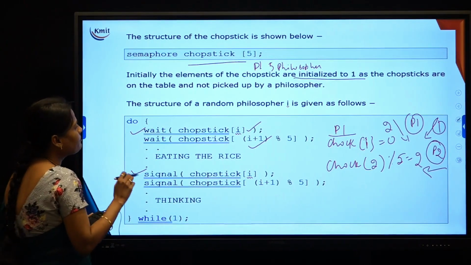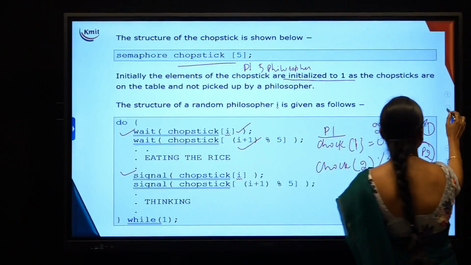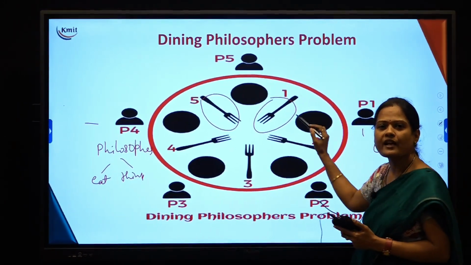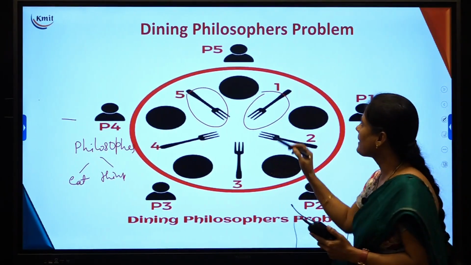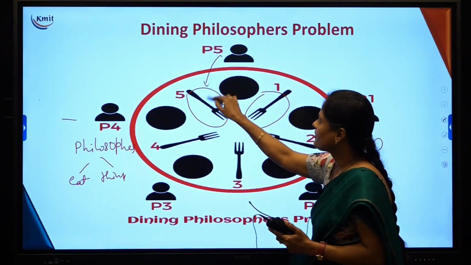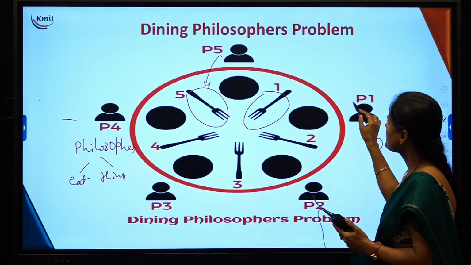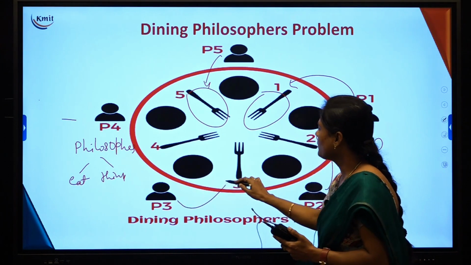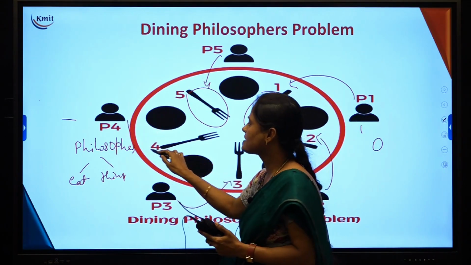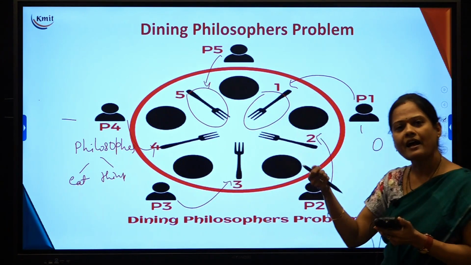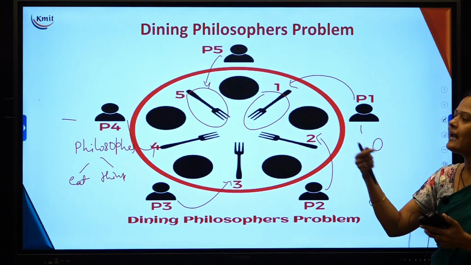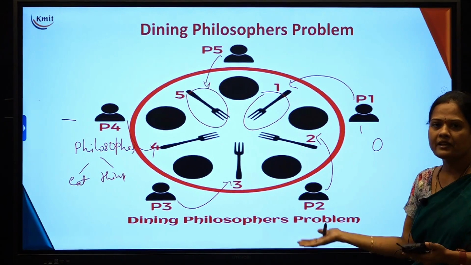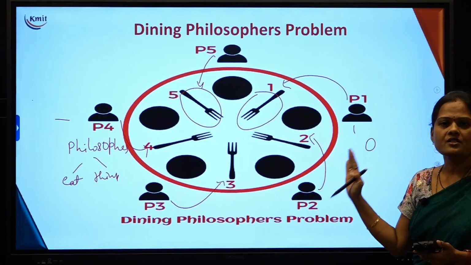But the main problem in this particular thing is the dining philosophers problem. If all the philosophers are hungry at the same time, what will happen? P5 will grab chopstick 5, P1 will take chopstick 1, P2 will take chopstick 2, P3 will take 3 and P4 will take 4. So each of them is having a chopstick on the left side and each of them is in turn waiting for the other chopstick to get, but none of them will be releasing. So this particular situation will lead to deadlock.